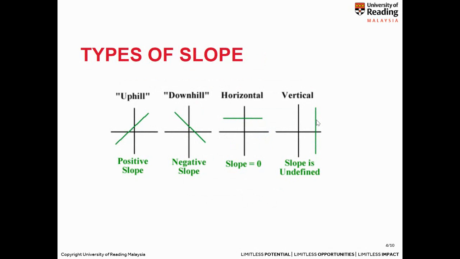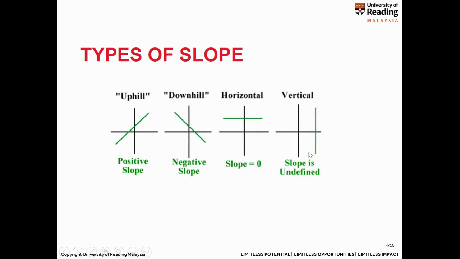We have four different types of slope. When you have the uphill, that means it is a positive slope. The gradient is a positive value. When you have a negative slope, the m is a negative number. If your m is 0, then you will have a horizontal line. The usual equation is represented by y equal to a constant or a number.